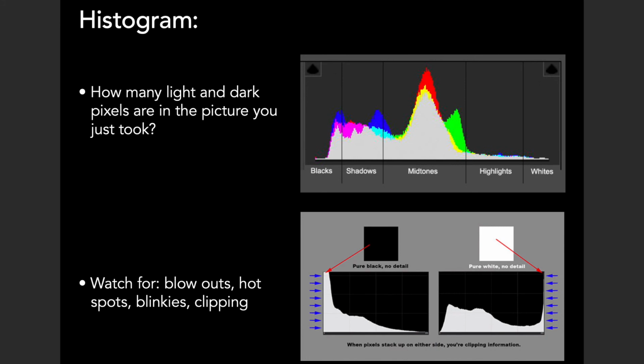The histogram on the top, where they kind of start out low on either side and then build towards a nice bell curve. That's a really nice histogram.